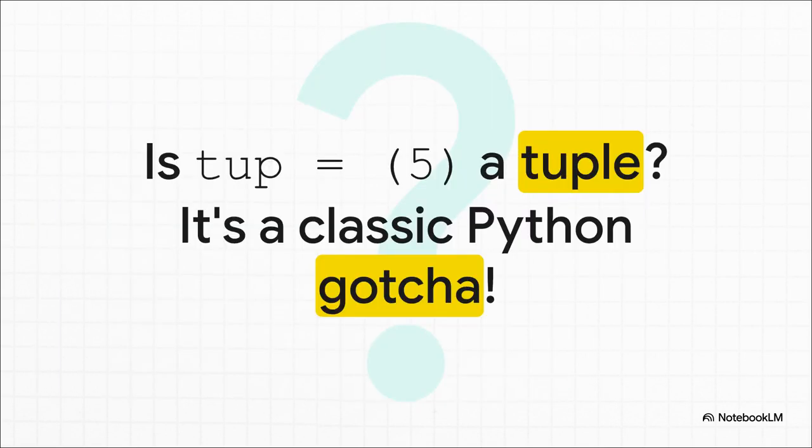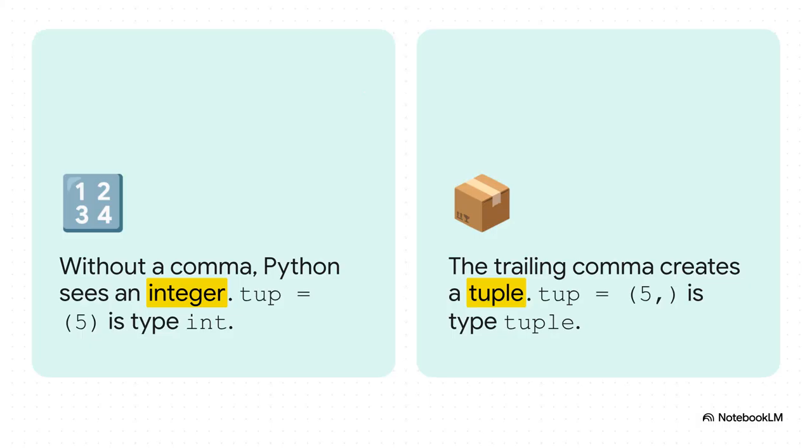So this brings us to a classic Python puzzle, a little gotcha that catches a lot of new developers. If you write tup equals 5, have you actually created a tuple that contains the number 5? What do you think? The answer is no. Without a comma, Python just sees the parentheses as being for math and thinks you're just defining a plain old integer. To create a tuple with just one item, you have to add a trailing comma. That little comma is what tells Python, hey, I'm a tuple.